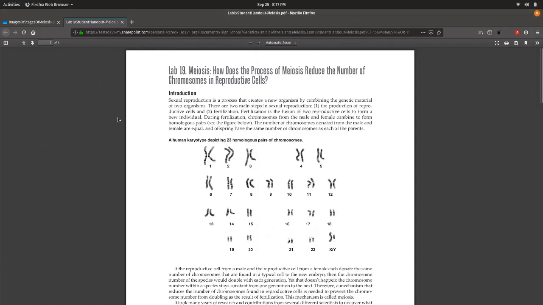Alright, here we go, you guys. I'm going to go through this lab on meiosis and hopefully give you a good idea of what you can do with this.